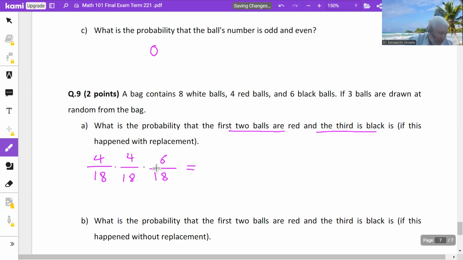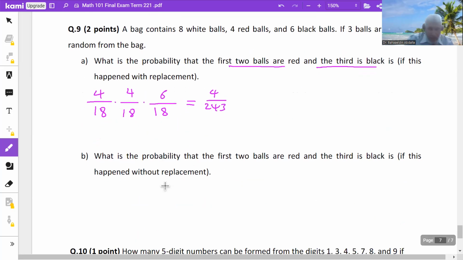And you can use your calculator to find the answer, or you can leave it like this. It's really okay if you leave it like this. But the answer would be 4 over 18, 4 over 18, 6 over 18. What is the probability that the first 2 balls are red, third is black?